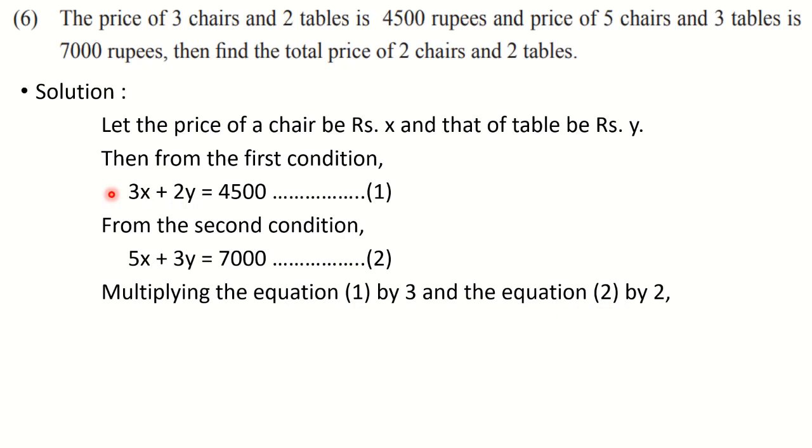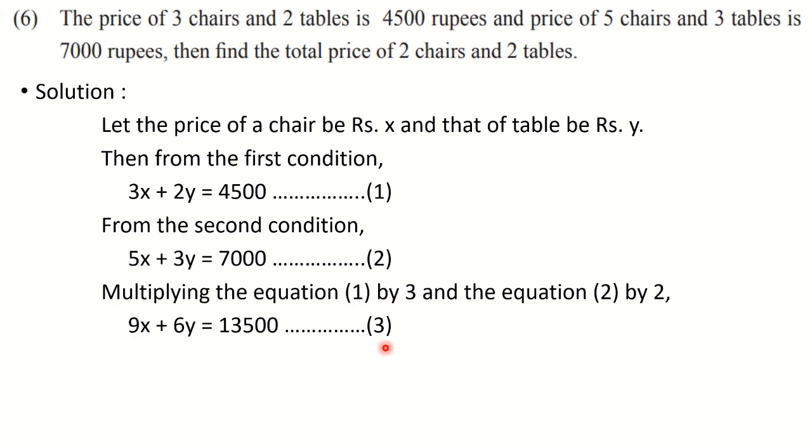Okay. So here when we multiply by 3, what we are going to get? 3 3s are 9x. Here 3 into 2 is 6y. And here you have to multiply by 3. There you will get 13,500. Okay. So the equation is ready. See, 9x plus 6y is equal to 13,500.